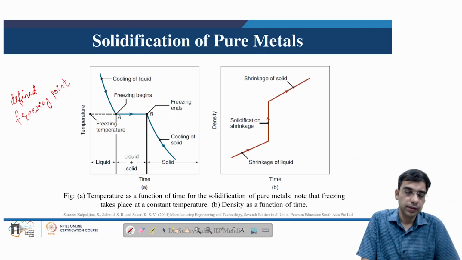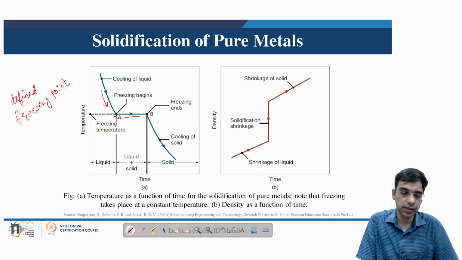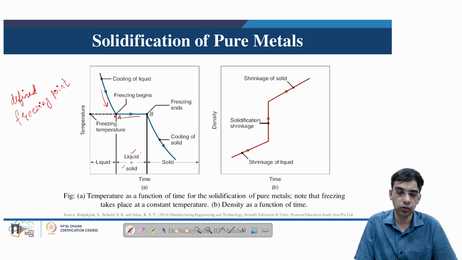So what happens once the liquid pure metal is poured? Immediately the temperature will drop as shown here, and once the temperature reaches the freezing point, from there on the temperature will remain constant. During this phase the latent heat of fusion is lost, and in this middle phase both the liquid and solid phases coexist. Once the freezing ends, there is a further drop in temperature and complete solidification of the part takes place.